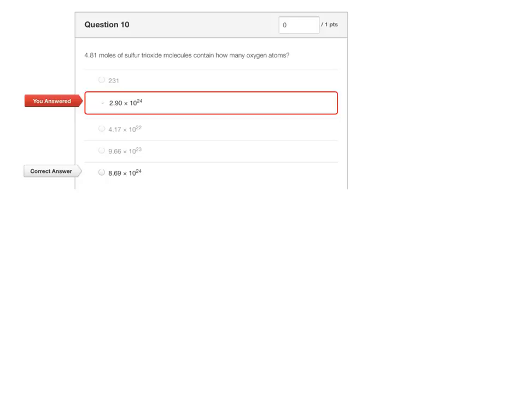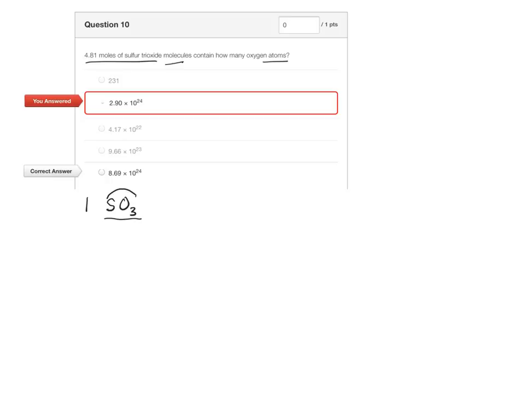All right, here's a question that is asking if I have 4.8 moles of sulfur trioxide molecules, how many atoms will that be? Okay, so sulfur trioxide looks like this, SO3. So I have 1 mole of this.